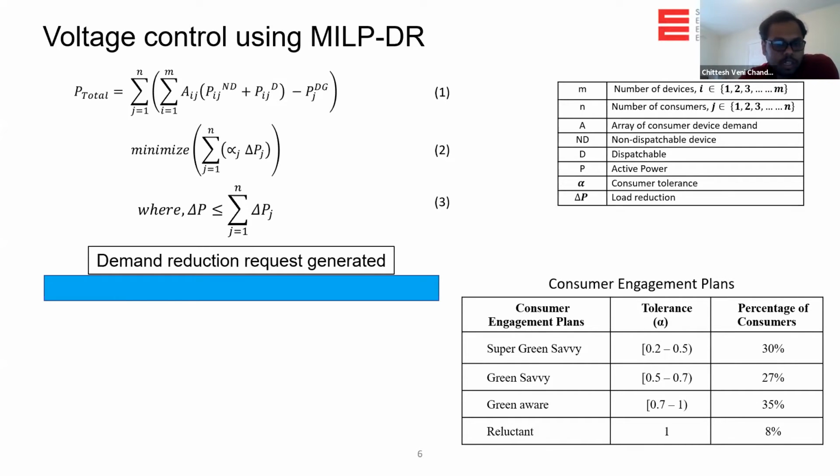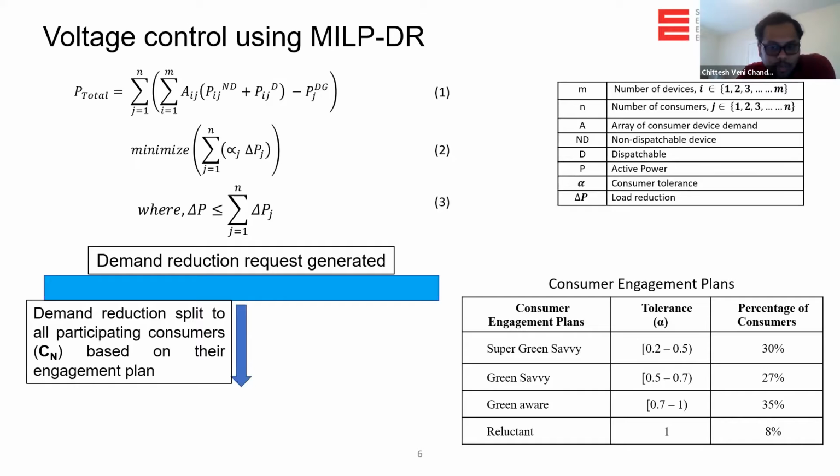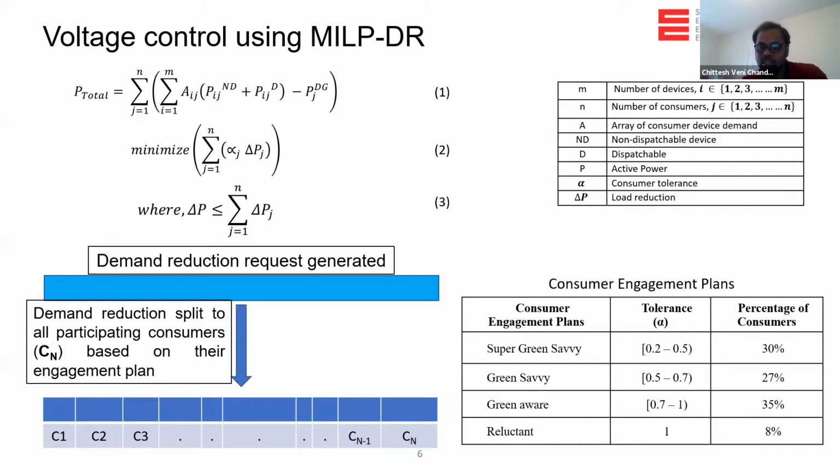Now, to represent the allocation of the demand reduction to the consumers based on the engagement plan, you can assume that this blue bar gives the total demand reduction, and this is supposed to be distributed between the total end consumers in the network. This should be based on their represented tolerance value. The way this optimization works, it allocates each consumer a share of demand reduction based on their tolerance value.